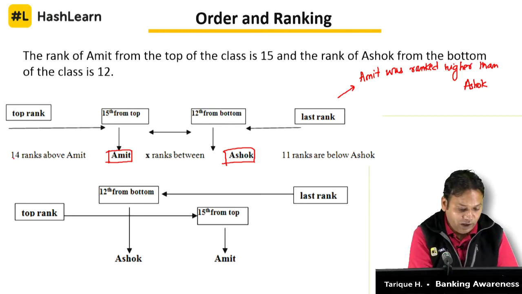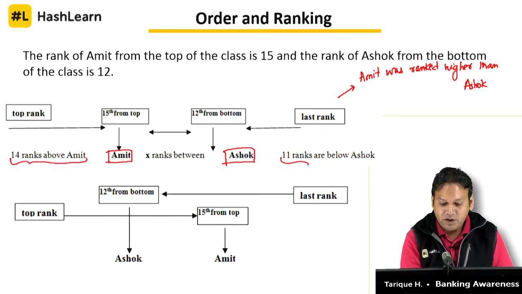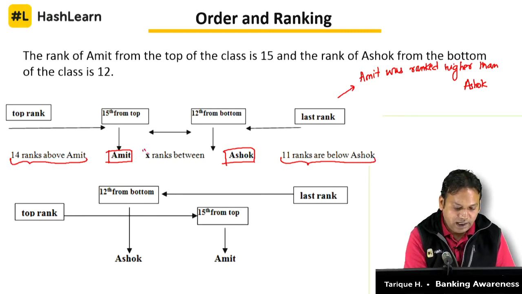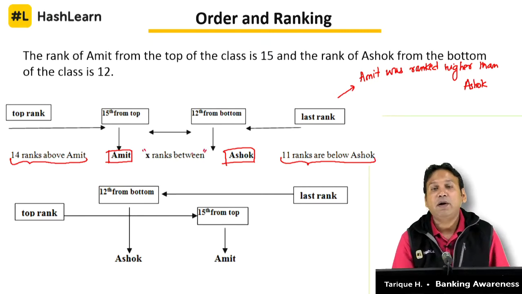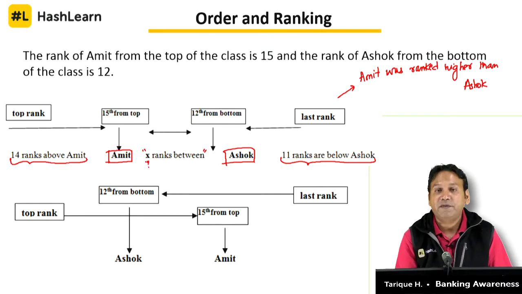So we know that 14 ranks are above Amit. This we know for sure. The 11 ranks below Ashok, this is also very clear. And there are some X ranks between them. What is this X? We don't know. We don't know how many are there between them. So we cannot comment anything about the number of students in the class.